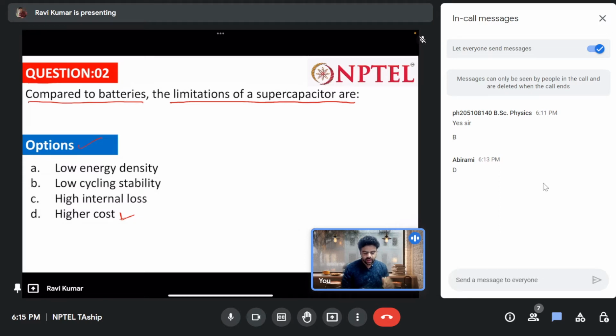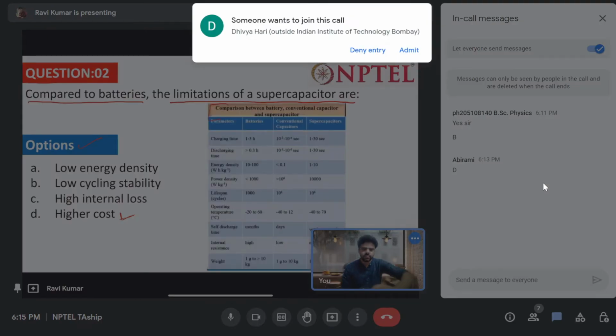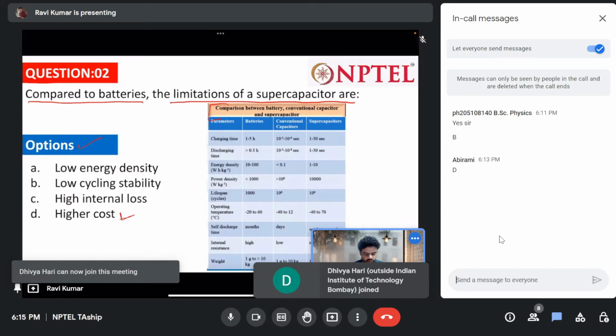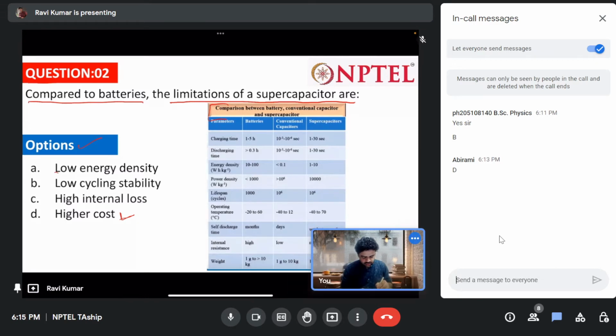So have you seen this table? So from the table, you can see, just go one by one. Low energy density, go with the energy density. This is the energy density part. So the energy density of supercapacitor is low or battery is low? Supercapacitor. So first limitation will be low energy density.